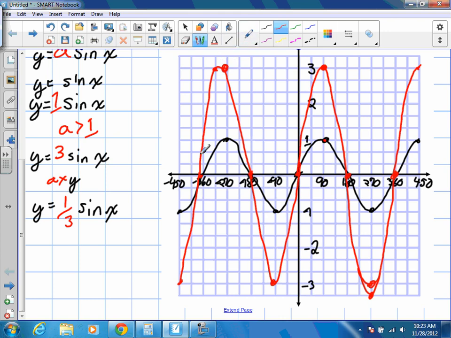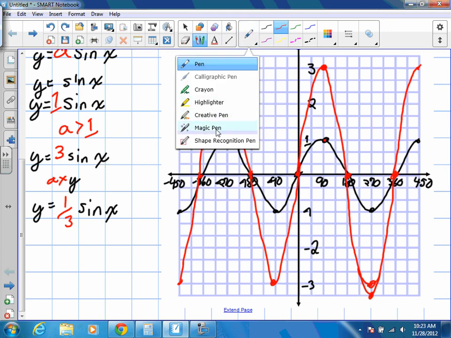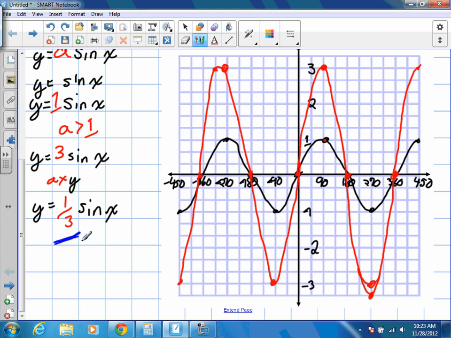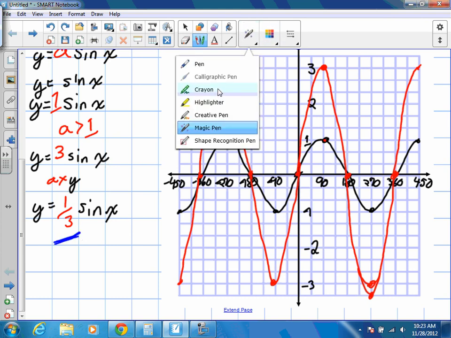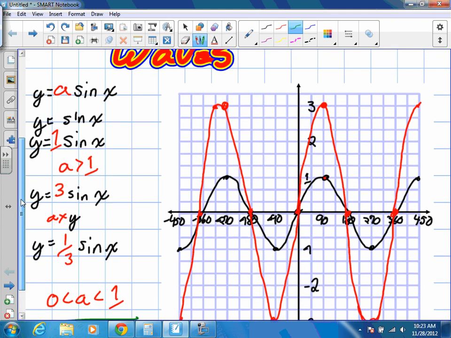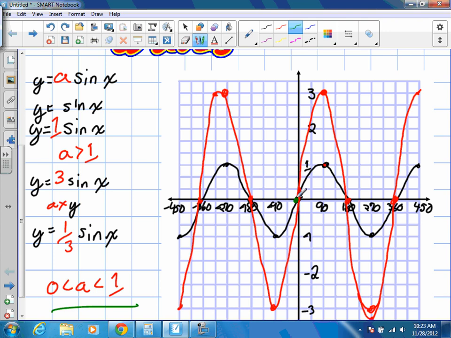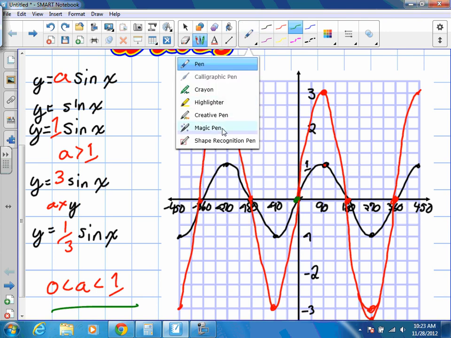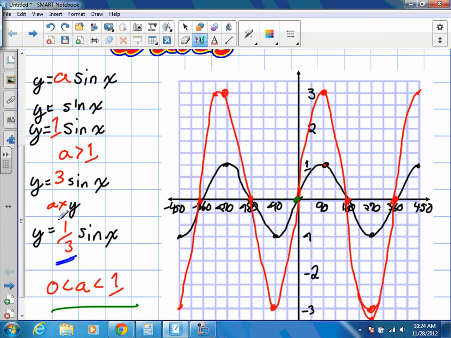Now we're going to talk about an A value that is smaller than 1, but also greater than 0. We'll talk about why it needs to be greater than 0 also. We'll do this one in green. It's the exact same idea. Our zeros will still be at the same points, because even though our A value is a third, a third times 0 is still 0. The big changes come in our Y values.